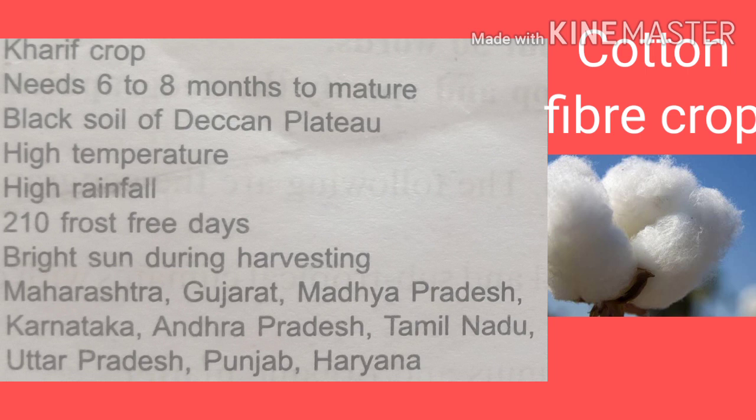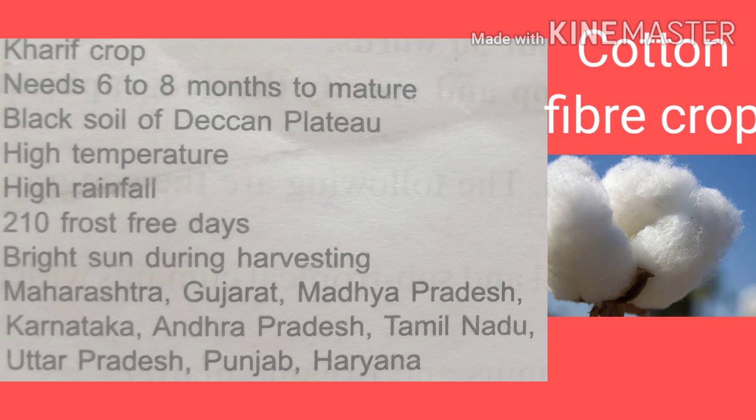Now we are going to see cotton. It is one of the major important fiber crops grown in our country. Other than cotton, we grow jute, hemp and silk in our country. Cotton, jute and hemp are obtained from plants, whereas natural silk is obtained from silkworms, and the rearing of silkworms is called sericulture. Now let us see about cotton.